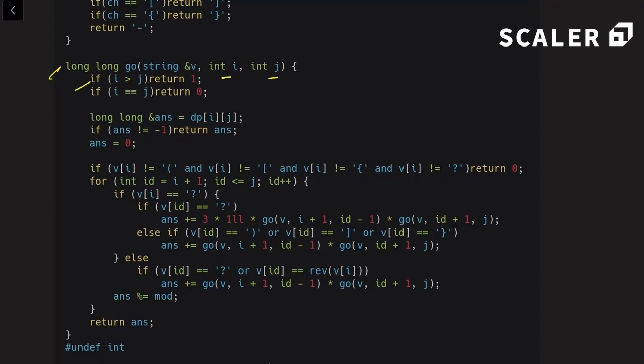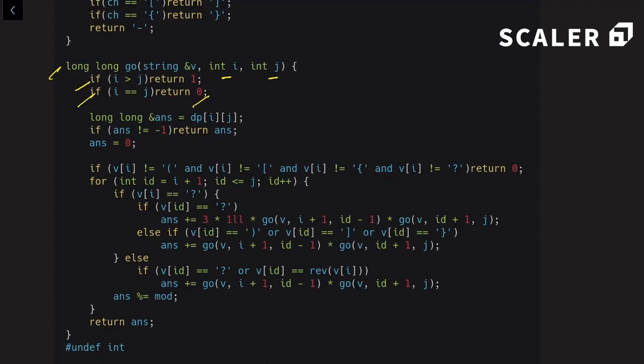Now if i is greater than j, we are returning 1. So when i is greater than j, then we are encountering an empty string, right? So as we have already discussed, in case of an empty string, we are technically claiming that we have already paired up each and every bracket, right? So we can return 1. And if i is equal to j, then currently we have one character left. And since we have one character left, we cannot pair it up. We need at least 2 characters to make a pair. So in that case, I'll return 0.